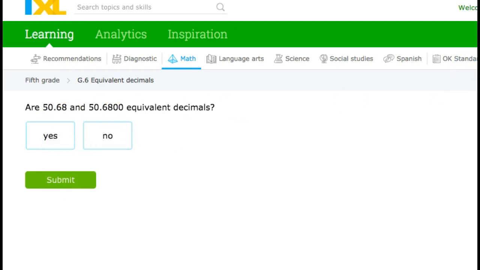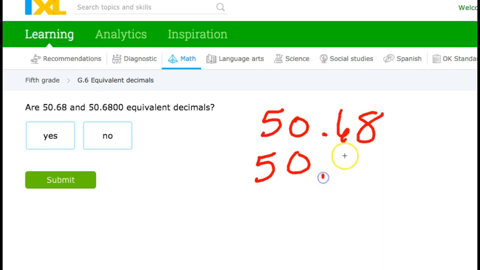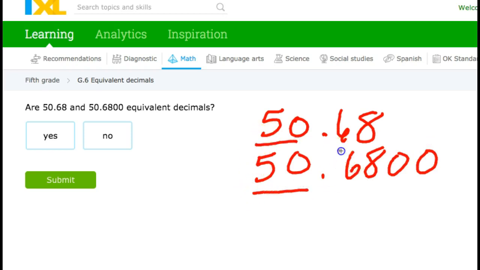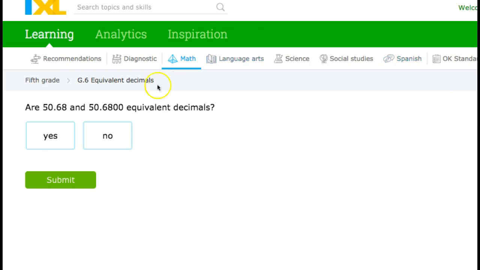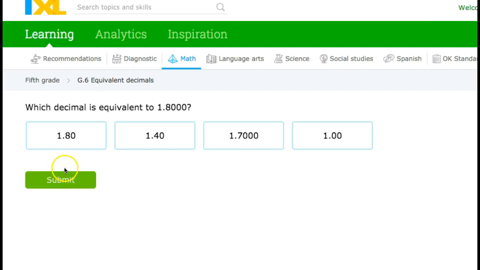And we can look here, again, let's take a look. 50 and 68 hundredths, 50 and, there's the 68, and with 2 zeros behind it. Now they are exactly the same before the decimal, they're exactly the same 2 digits after. If I want to fill it in to compare it evenly, I add the zeros. Those are exactly the same. So are they equivalent? Yes, because equivalent means equal, and these are equal in the long run.